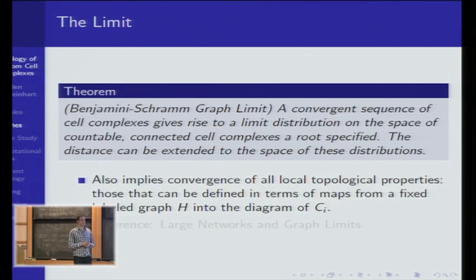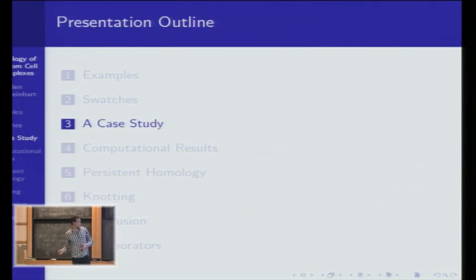So if we have a sequence in grain growth that converges in this sense, then we know that that property converges. And if you want to know more about the theory, I recommend the book Large Networks and Graph Limits by Lovász. Okay, so on to some computational results.